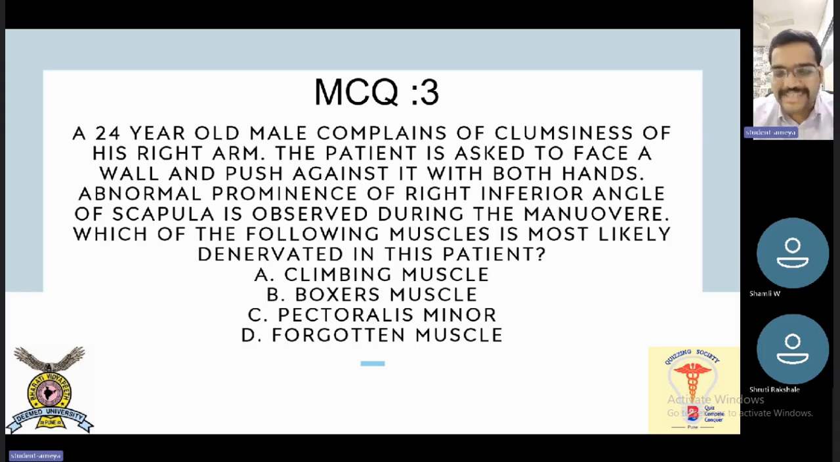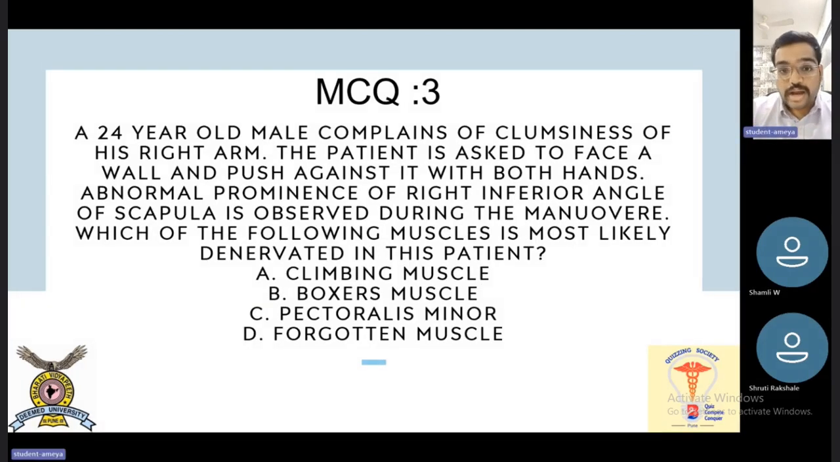Okay, so this is a good question. Anybody preparing for the anatomy quiz, we have an anatomy quiz next month, you should be prepared with such questions also. So climbing muscle is your latissimus dorsi. Boxer's muscle is serratus anterior. Forgotten muscle is subscapularis. So now I know that all the muscles are from the upper limb. So this question is about the upper limb. Okay, now let me go ahead.